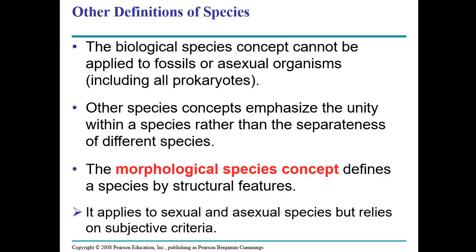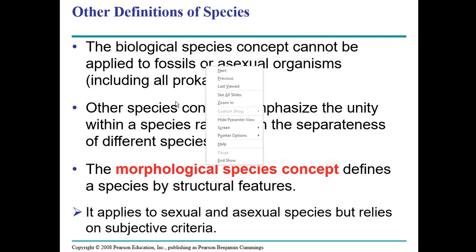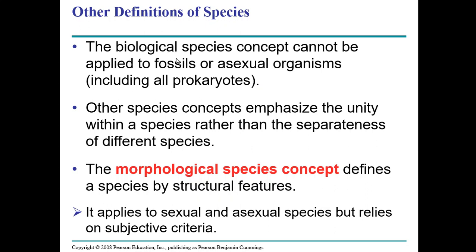Okay, so other definitions of species, because as I said, the concept of species is very critical in understanding all the processes in organisms. The biological concept cannot be applied to fossils or asexual organisms. This is what I was saying, especially for prokaryotes, because they reproduce asexually, like budding, right? Budding, fragmenting: they are not using sperm and egg to reproduce. So, the biological concept of species cannot be applied to them.